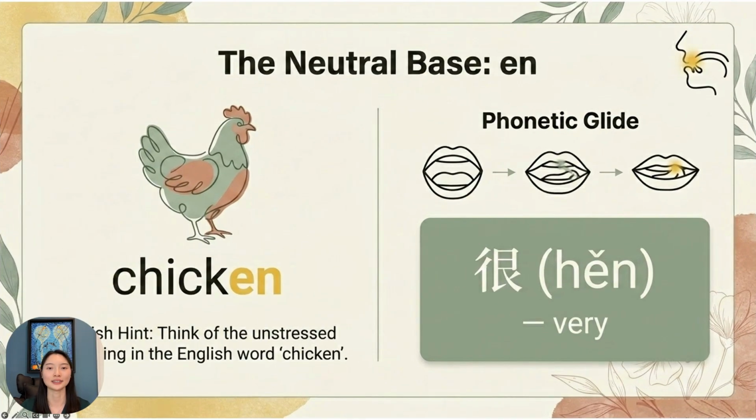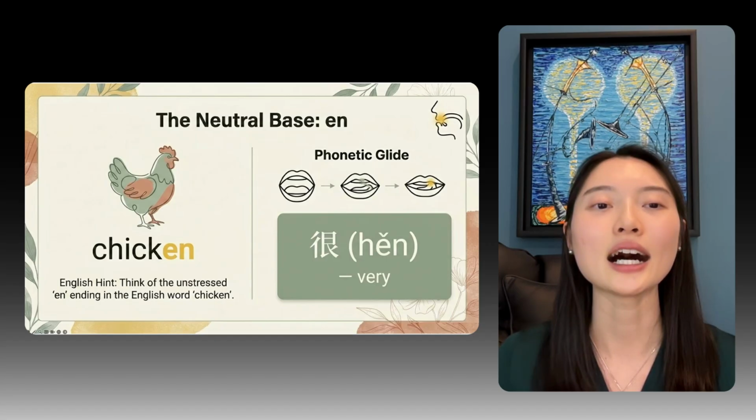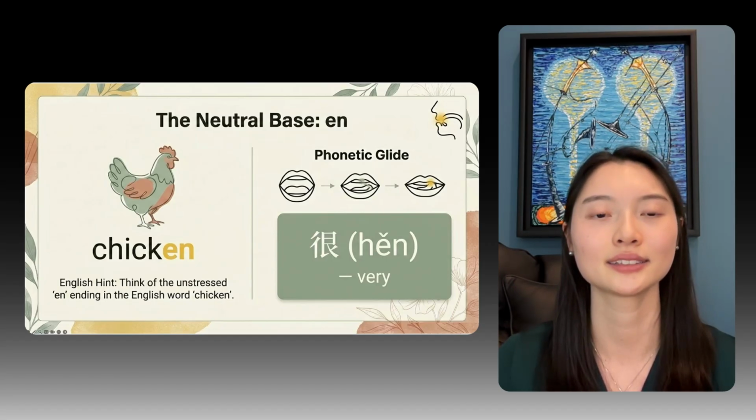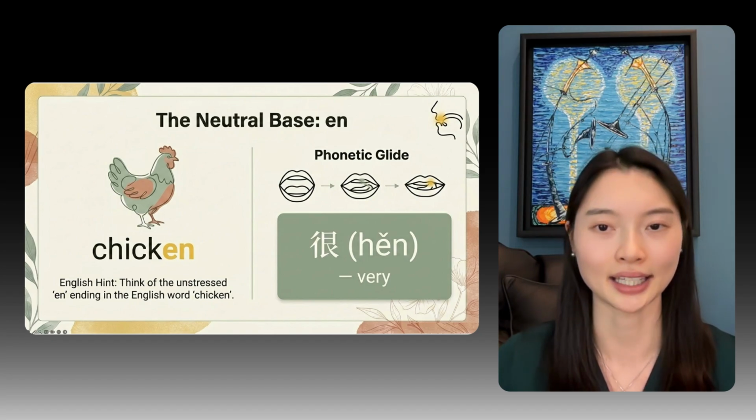This is en. Think of the n in English chicken, that unstressed ending. Start with neutral and relaxed. Then tongue tip rises to touch behind your upper front teeth. One more time. En.